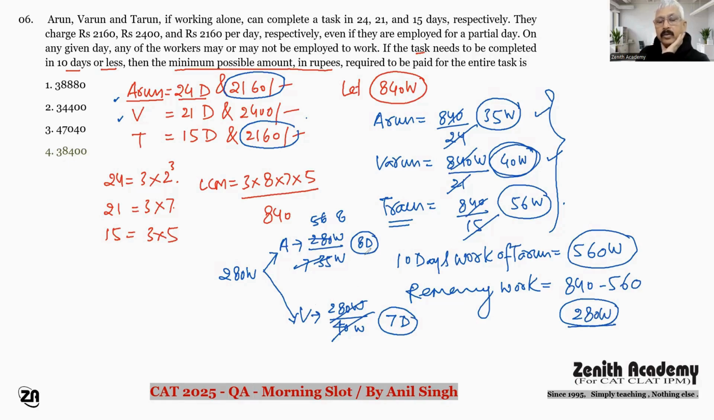Okay. And the cost of 8 days is, Arun is charging 2160. So 8 into 2160 is 17,280 rupees. This is what Arun will charge.